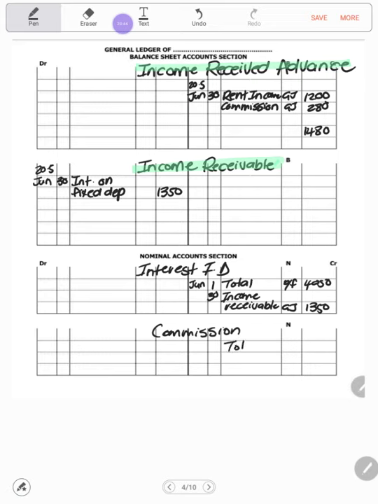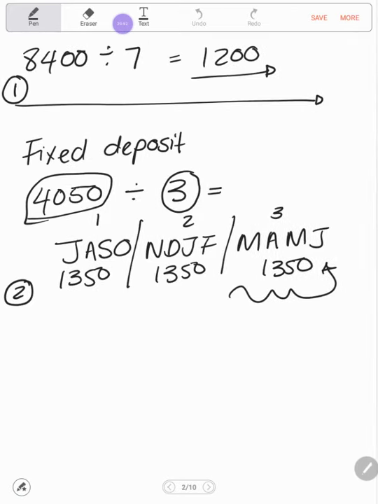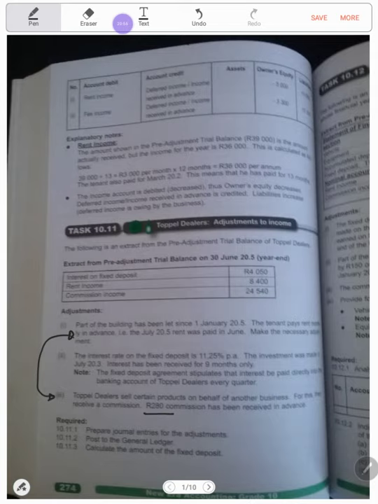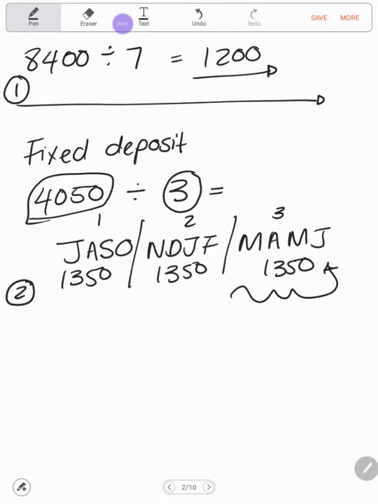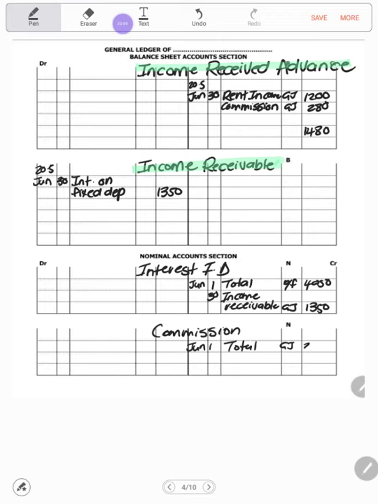Okay, and then you'll do the very same for your commission income. You'll put down my total, which was 24,540. And then what did I receive in advance? That was the 280. GJ, income received in advance. Please do not abbreviate. I am doing it just because I have no space. All right.